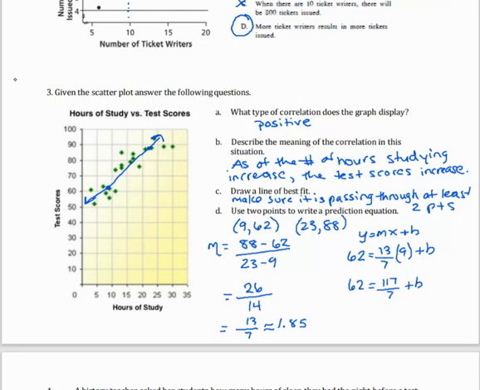I'm going to make 62 into sevenths. So this would become 434 over 7. Now I can subtract the 117, and that gives me 317 over 7 equals b. Let's approximate that though. 317 over 7 gives me about 45.2. Let's check. That b value is my y-intercept.